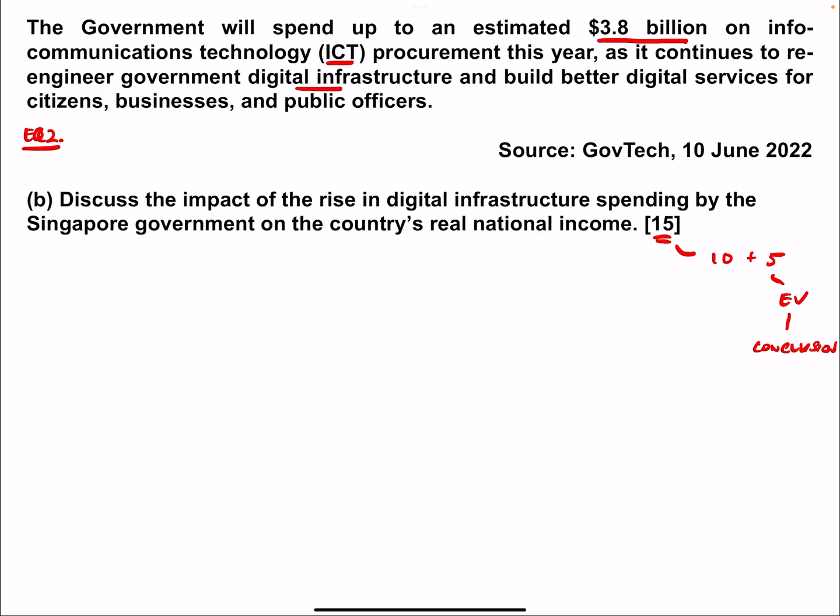So they ask you to discuss the impact of the rise in digital infrastructure on the country's real national income. So if you want to do a start and end kind of thing, then your start will be here, and your ending point is national income. So let's write that down first. Let's say there's a rise in digital infrastructure, and then your ending point is real national income. Let's call it real NY, just to make it simple.